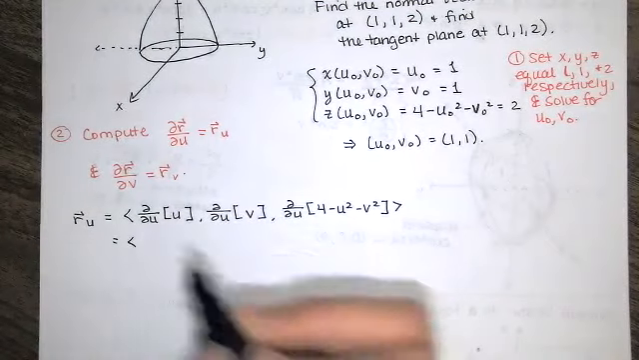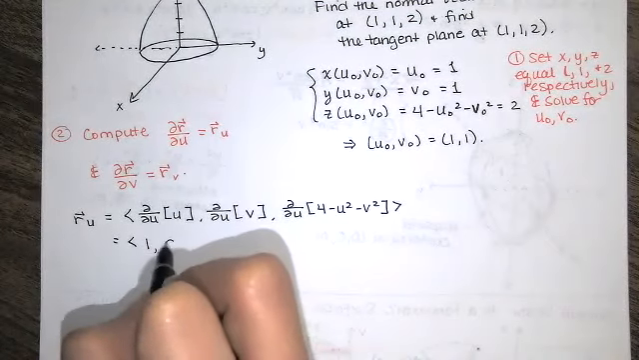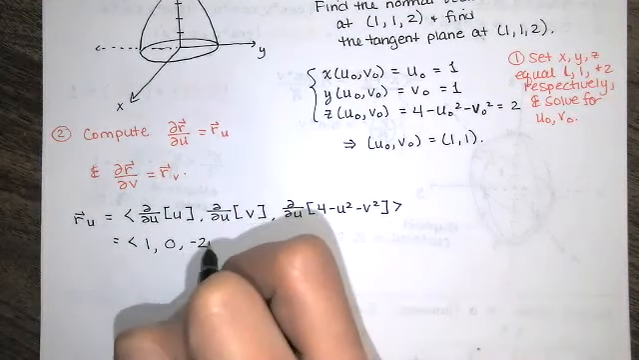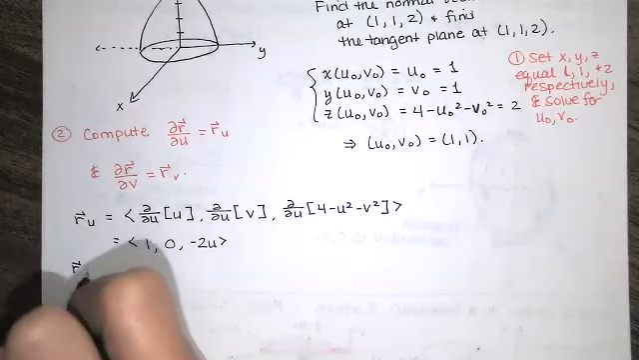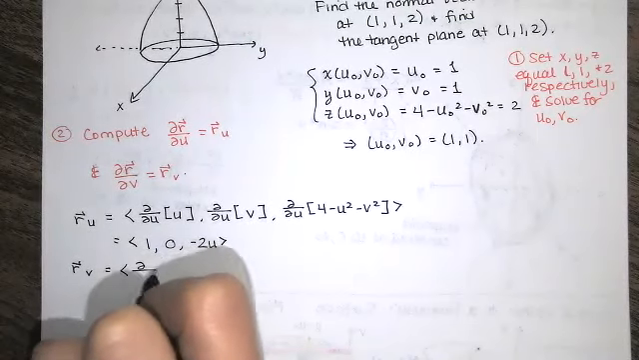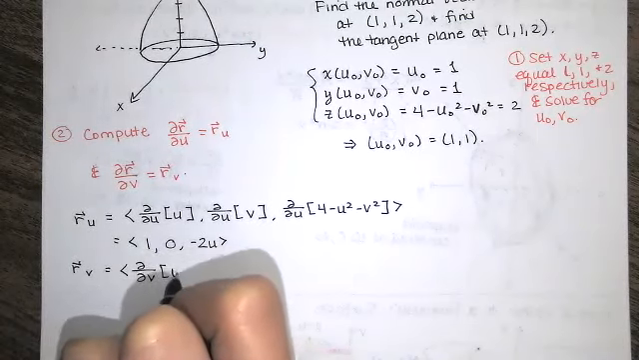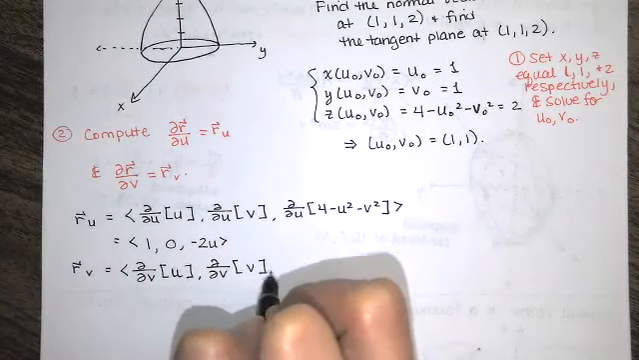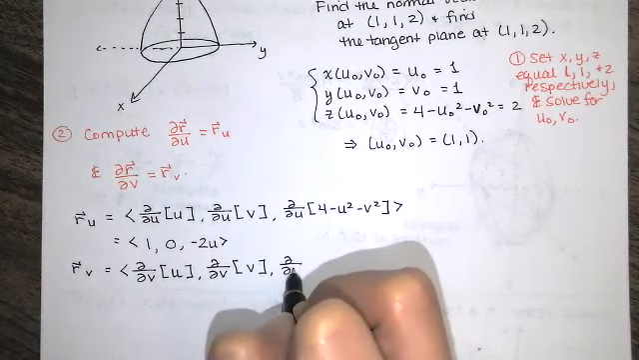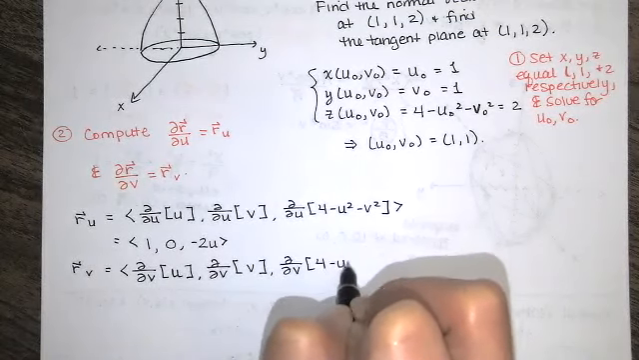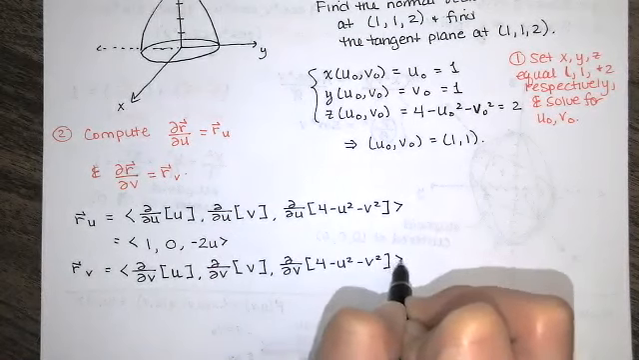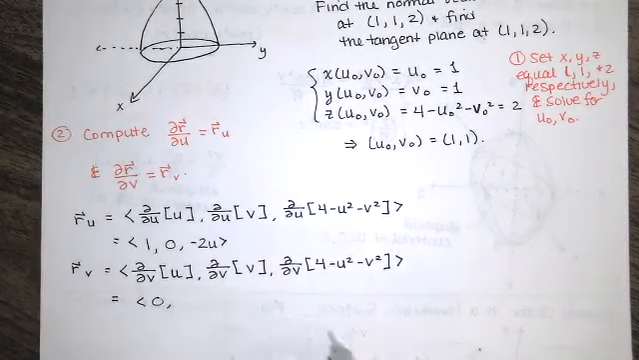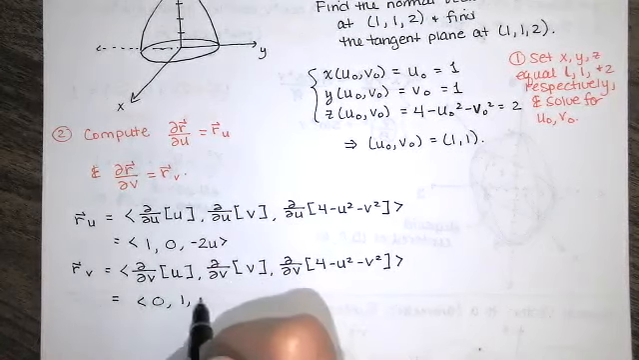Of course, the partial of u with respect to u is 1. There's no u there, so that's 0. Partial of this guy with respect to u is negative 2u. Do the same thing with respect to v. So you have a 0 there because there are no v's in that. Then we have a 1, and then we have a negative 2v.